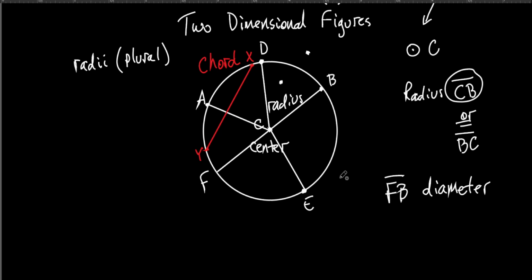What else could I say the diameter was? Like FB. FB is a diameter, but it's also something else we just talked about. 2 radii. Yes, it is 2 radii, opposite radii. It's a chord as well. The diameter is also a chord, but it's a chord that just happens to go through the center of the circle. Everybody see that? So the diameter is a specific type of chord. It goes through the center of the circle. Everybody good? All right, I think we've covered that enough.